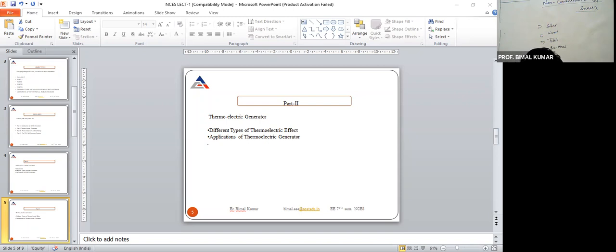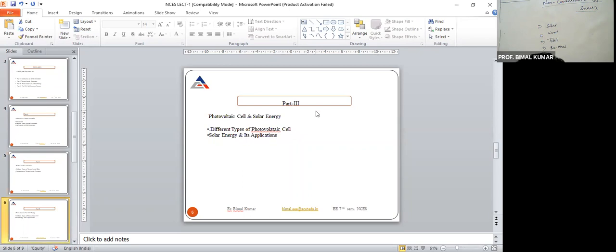So we will just discuss various types of the thermoelectric effects. Then after that, application of the thermoelectric generator. Again, this may be utilized under some special cases, wherever there is no energy available for the electrical from the conventional types of the energy sources, then we are just going to utilize this non-conventional type of the energy sources, right?